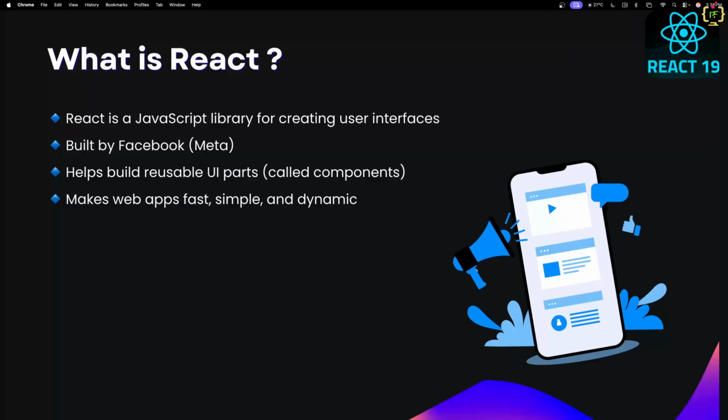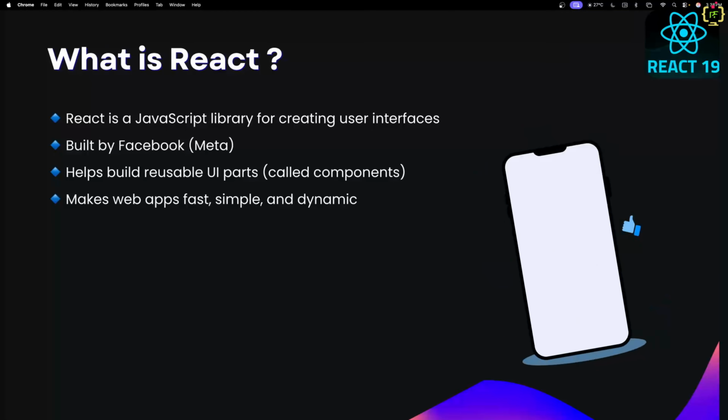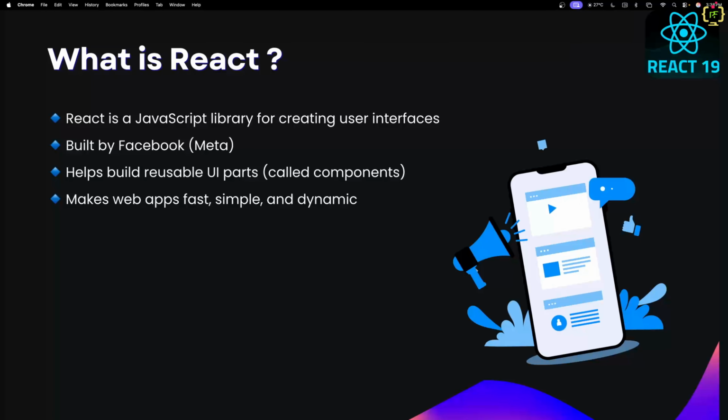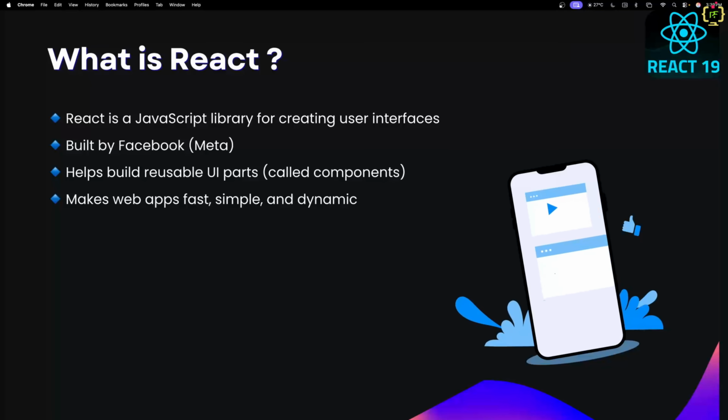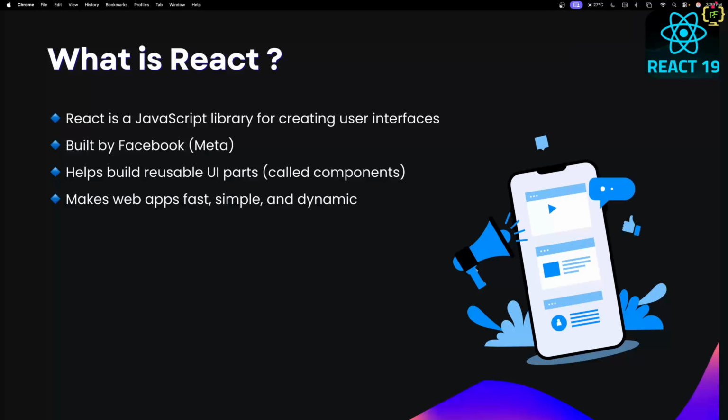React is declarative. That means you just tell React what you want on the screen and React decides how to update it. So instead of manually changing HTML elements, React takes care of it smartly. And this is built by Meta, okay? And this helps build reusable UI parts which are called components. And by using React, we can make web applications and mobile applications fast, simple, and dynamic.